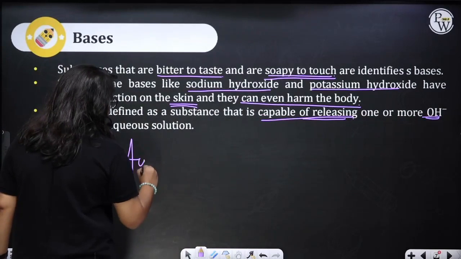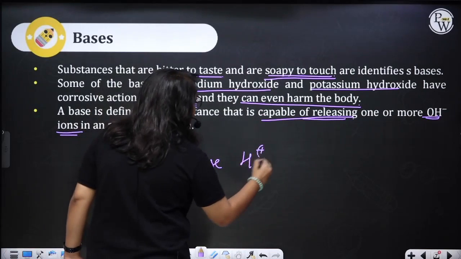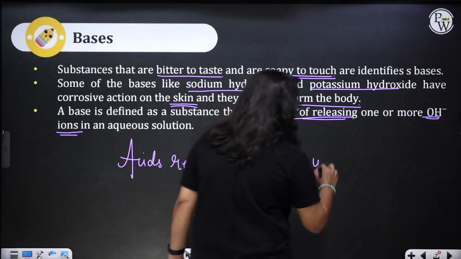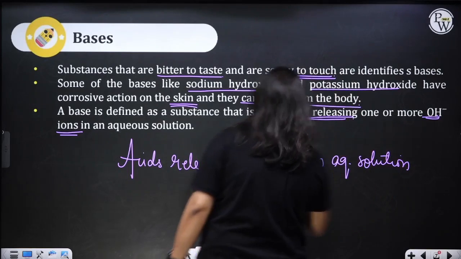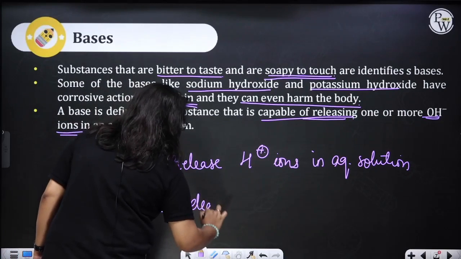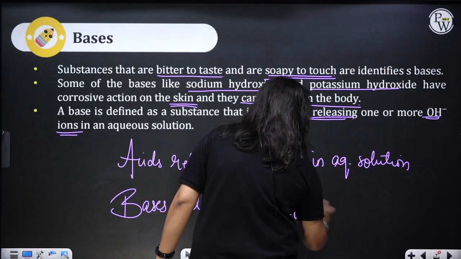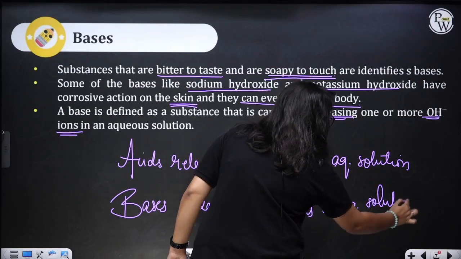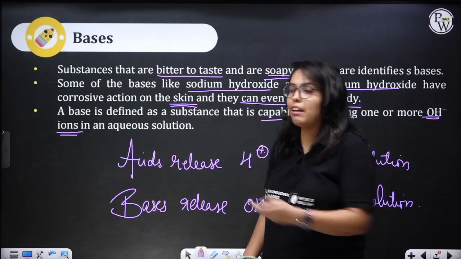So acids release H plus ions in their aqueous solution, whereas bases release OH minus ions in the aqueous solution. So this is about acids and bases, a brief introduction of acids and bases.